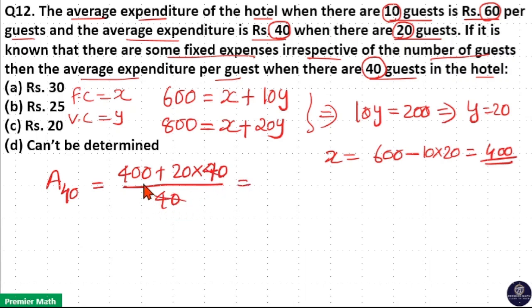So, 20 into 40 is the variable cost, divided by the total number of people, 40. 40, 40 cancel. 40 goes 10 times in 400. So, 10 plus 20, 30. So, 30 rupees is the average per guest when there are 40 guests in the hotel. So, option A is your right answer.